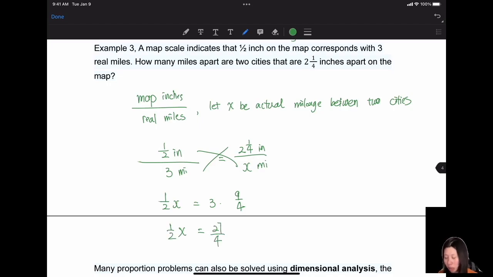And now I times 2 on both sides to get rid of the 1/2. So x is equal to, we simplify it, 27 over 2. Now we can convert this into 13 and 1/2 miles. So that means these two cities are 13.5 miles apart from each other.